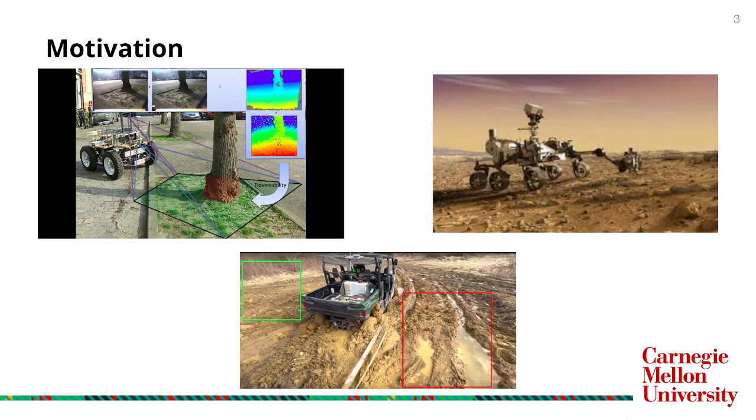So, the motivation for our work is that terrain traversability analysis is a fundamental challenge in autonomous navigation, particularly for off road environments. Robots and vehicles must learn to evaluate the terrain to determine whether it's a navigable and safe path, which is crucial for applications like search and rescue, agricultural automation, and even for space exploration.